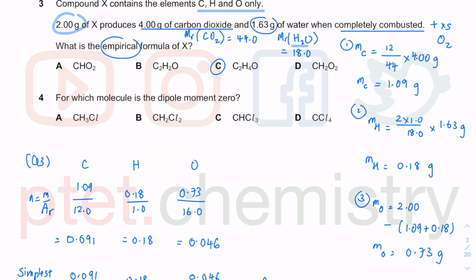Now for question number 4, we're looking at dipole moment 0. So we're looking at non-polar molecule. So if you want a non-polar molecule, all of these are going to be tetrahedral, because they are carbons. They're only one carbon with 4 bond pair and 0 lone pair. So tetrahedral 109.5 degree. But then as soon as you have a different atom around your tetrahedral geometry, you're going to get a net charge distribution. You're going to get a net dipole, which makes it polar.